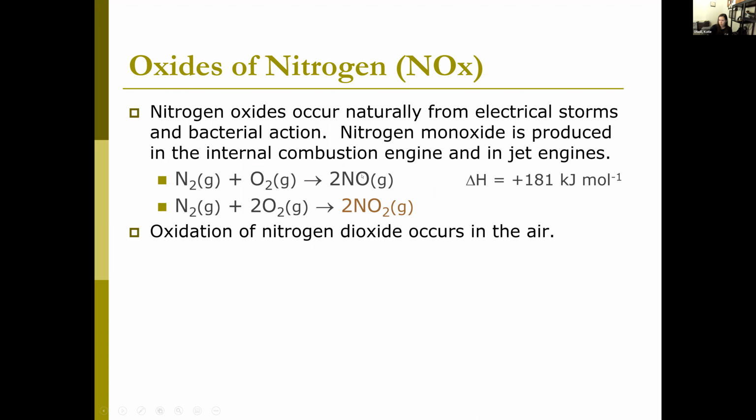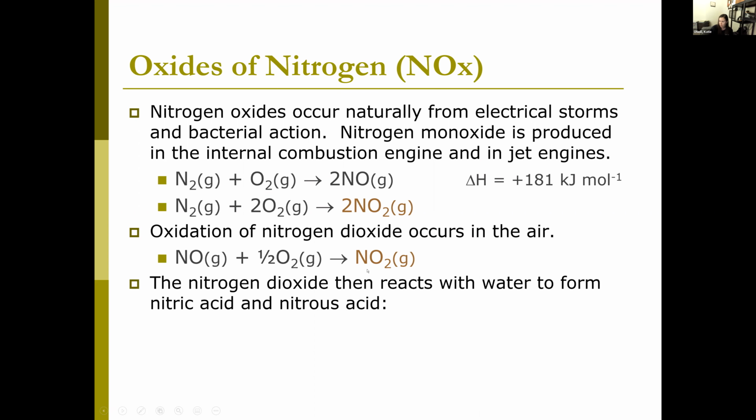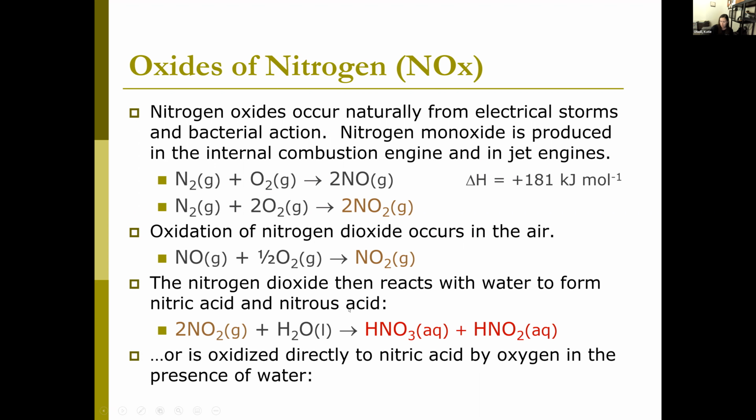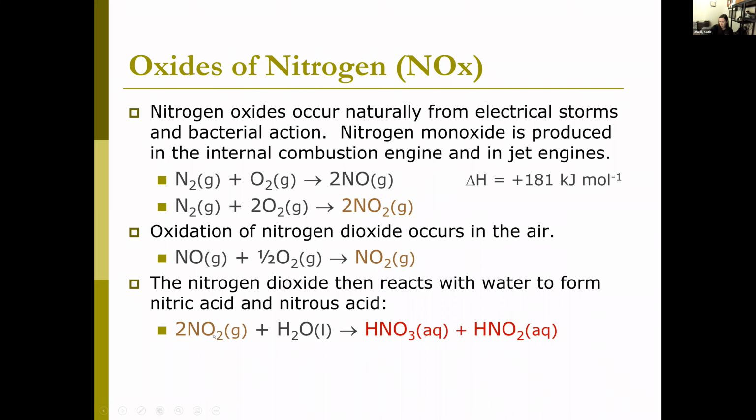So then once you have either nitrogen monoxide or dioxide, that's why it's the X, because it happens to either one, then that can be oxidized. Oh, this is just another way to form NO2. That can be oxidized. And here's the problem. The nitrogen dioxide is then going to react with water to form nitric and nitrous acid. So the NO2 reacts with water, and it forms both HNO3, which is our strong acid, and the weak acid of HNO2.